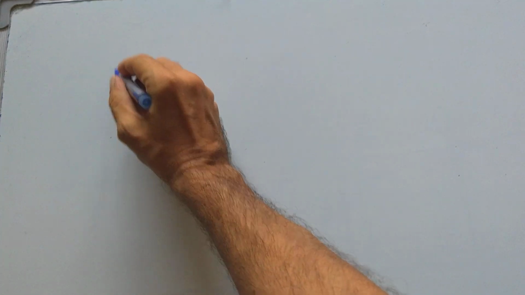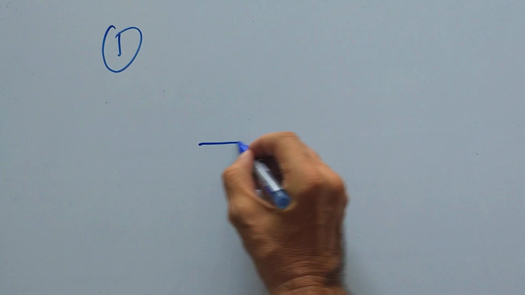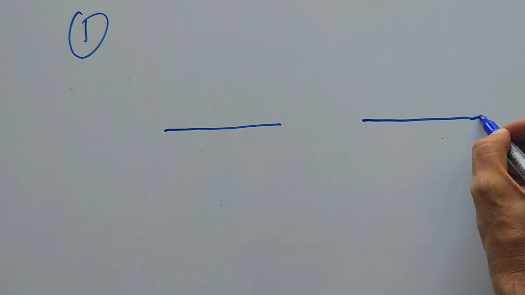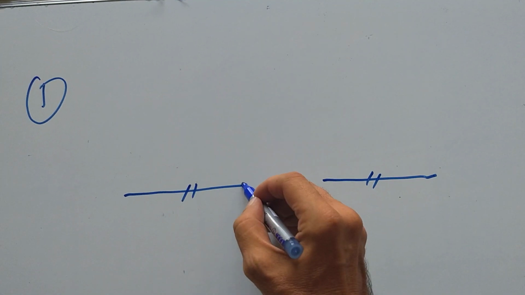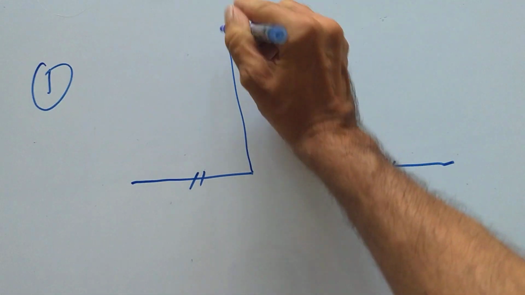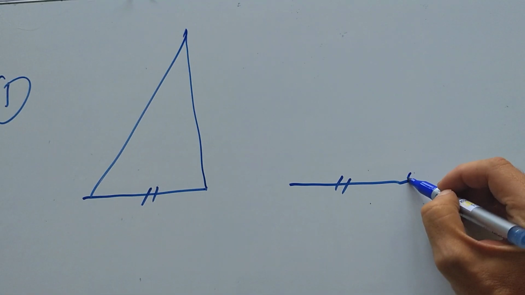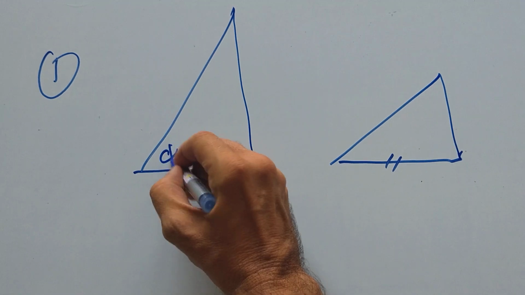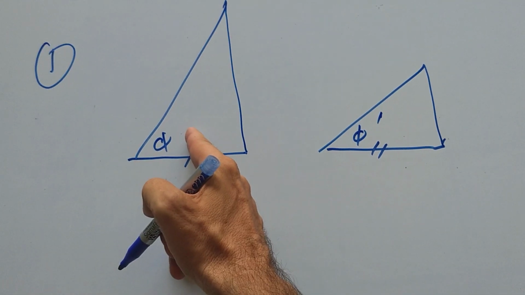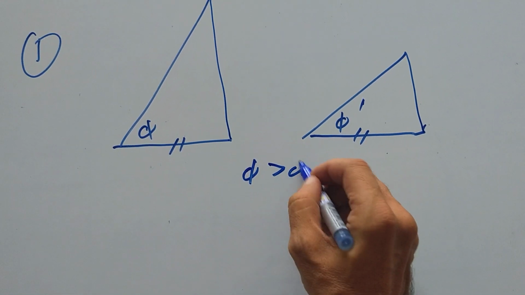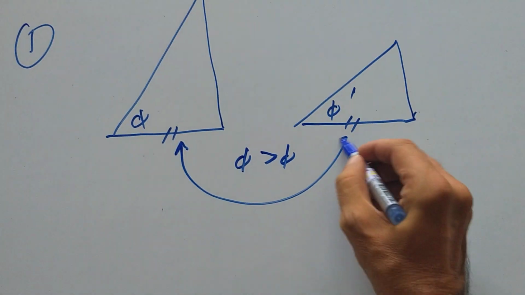Problem 1. Okay, let's draw two lines equal. They will be legs of a triangle. Let's make this one really high and this one not so high. So we have two angles, phi and phi prime, and of course phi is bigger than phi prime. But these two are equal.